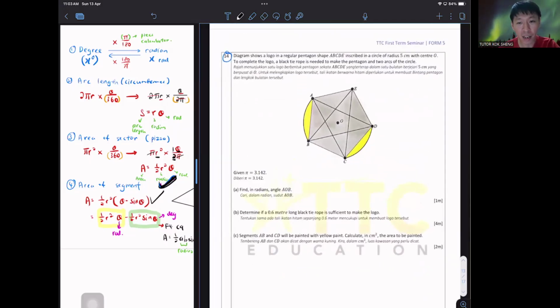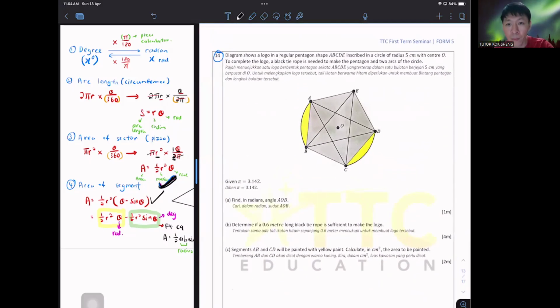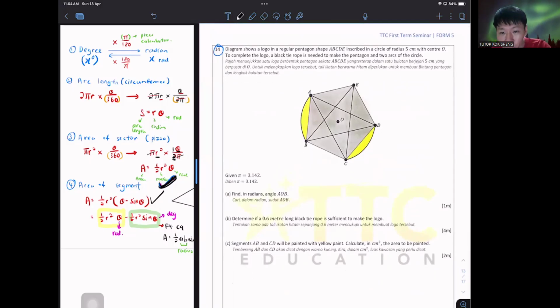Oh yeah, here. What is this? 4 marks, 1 mark, 2 marks. About total 7. This one most probably will be the paper 2 type of question. Paper 2, 7 marks, yeah.